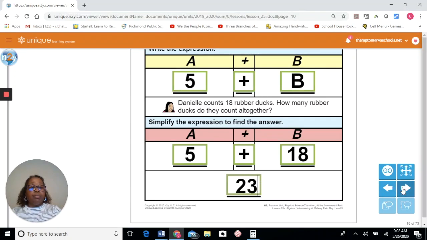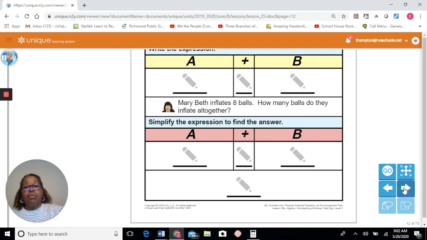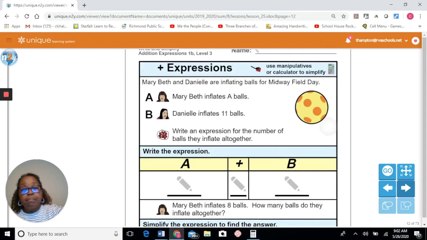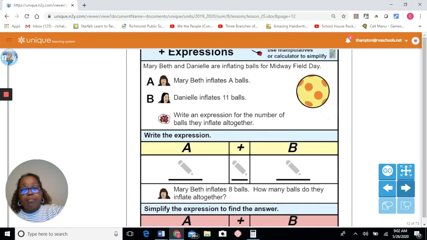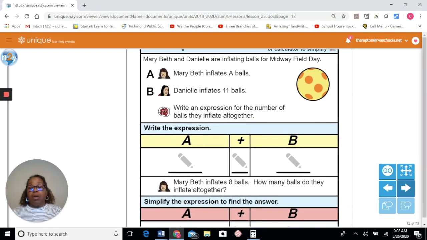Well, let's do another one. Let's do something different. We're going to simplify an expression using this word problem. Excuse me. And our variables are A and B. A. Maribeth inflates A balls. That means the number of balls that she inflated. We don't know what it is. It's A. We don't know. It's the variable A. That's the unknown.